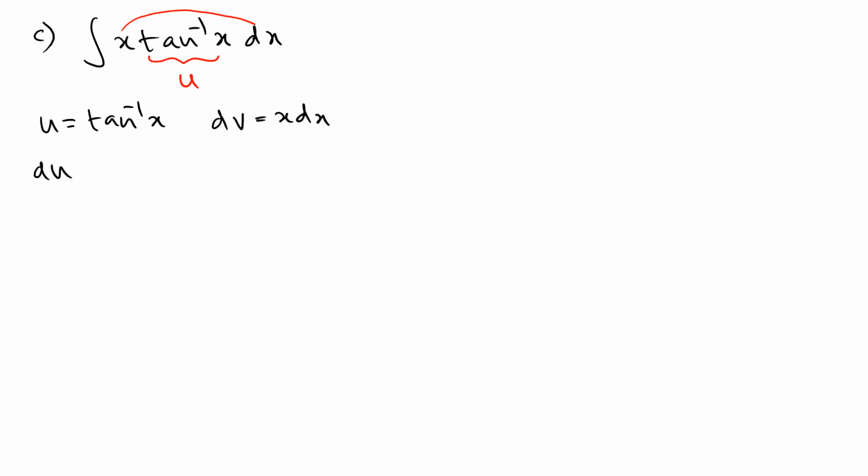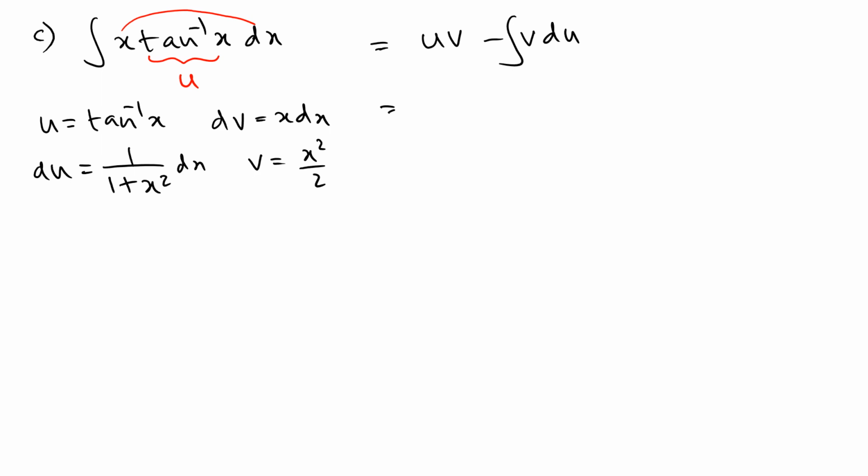Take the derivative. We know that the derivative of tan inverse x is 1 over 1 plus x squared dx. This is the integral, so this is just x squared over 2. And we do not add the plus c, because we are looking for one solution. Okay, now what we can do is plug in. This equals uv minus the integral of v du. So we're going to plug in here.